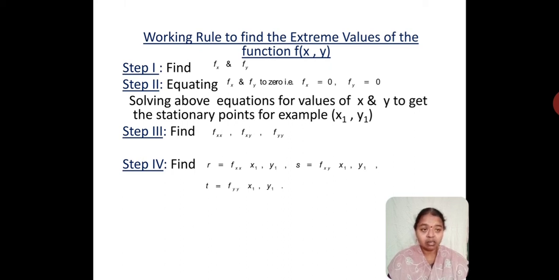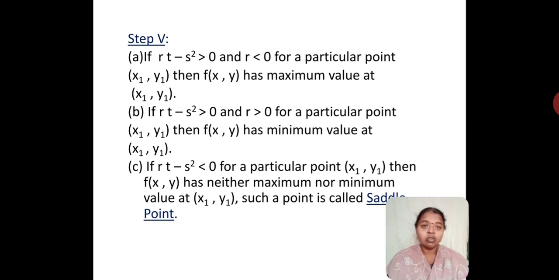Then the third step, after the second step, is that we have to find the second derivatives. So I have to find fxx, fxy, fyy, which are ∂²f/∂x², ∂²f/∂x∂y, and ∂²f/∂y². We denote fxx as r at the point x1 comma y1, fxy as s at the point x1 comma y1, and fyy as t at the point x1 comma y1. So let's see the fifth step.